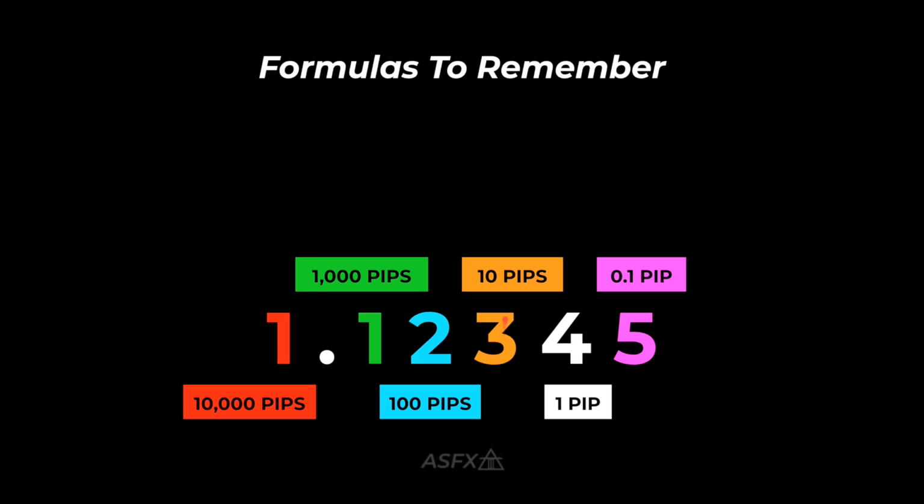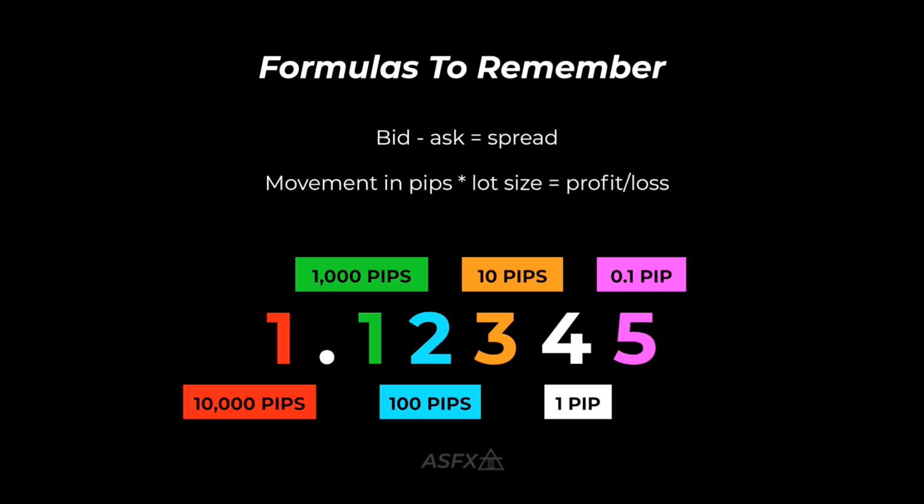Going to the left, you then have the tens digit holder, the hundreds, the thousands, and the tens of thousands digit holder. So you can count very easily. Okay, if the 2 changes to a 3, that's an increase of 100 pips. If the 2 decreases to a 1, that's a decrease of 100 pips. Make sense? Another formula to remember is if you subtract the bid minus the ask, you're going to get your spread. And if you multiply the movement in pips times your lot size, you're going to get your profit and loss. So these are the important formulas for now that you need to understand. So screenshot this, put it above your trading desk.